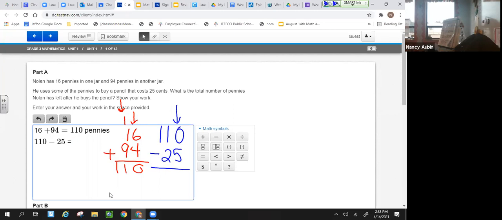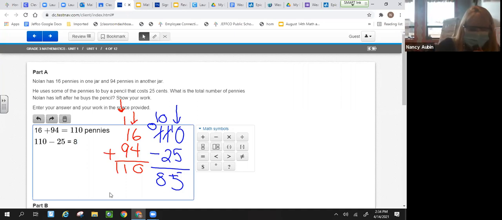Okay. Astria, how would I solve this? And then you have to make the one a zero. Make the zero a 10, right? Zero a 10, and then the other one a 10. Okay, what's 10 minus 5? 5. Can I do zero minus 2? No. Cross out the one. And 10 minus 2 is 8. All right. So now we know that Nolan has 85 pennies.